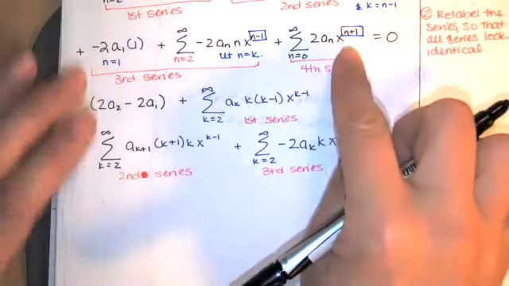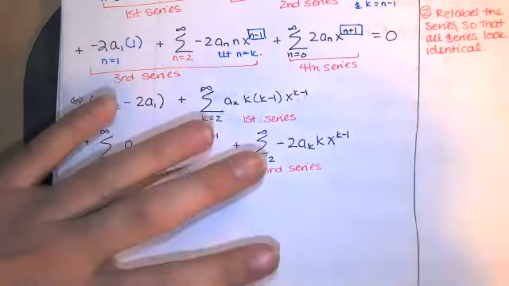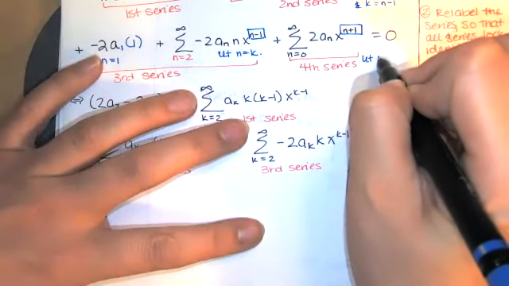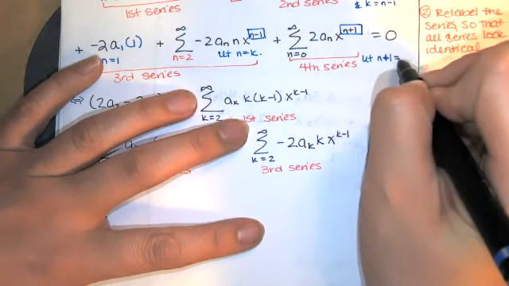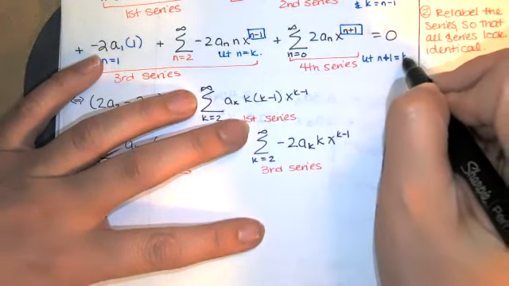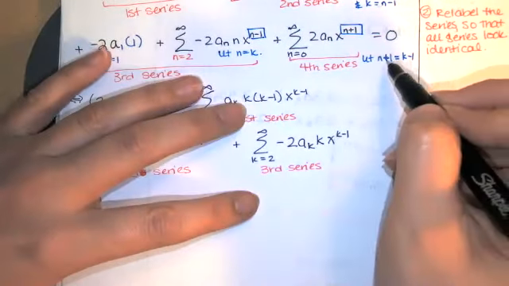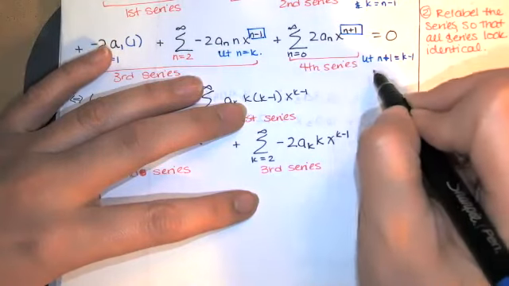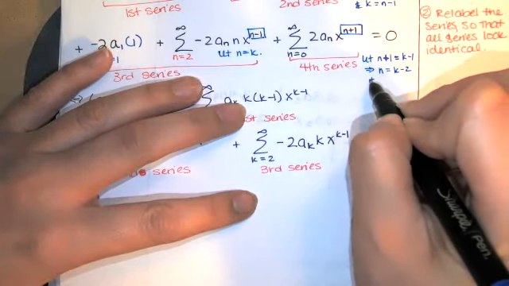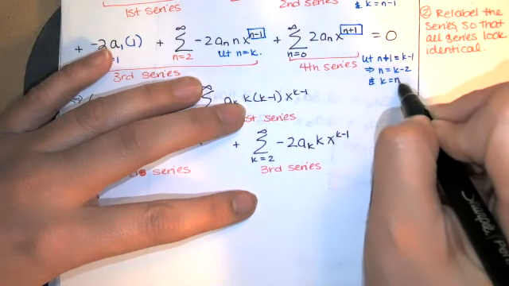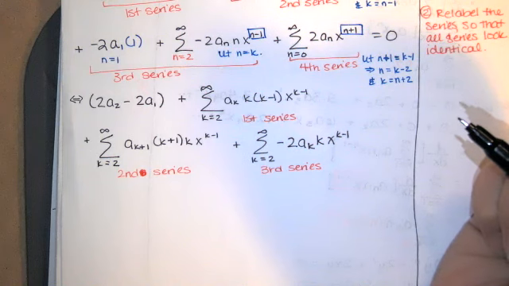And then for our fourth series, it doesn't look like that k minus 1 that we want it to look like. So we're going to take the exponent we have, it's k plus 1, and set it equal to the exponent we want, but we'll replace the n with a k. So we want n plus 1 to equal k minus 1, solve for n by subtracting 1 from both sides, and then solve for k. So n is equal to k minus 2, and k is equal to n plus 2.